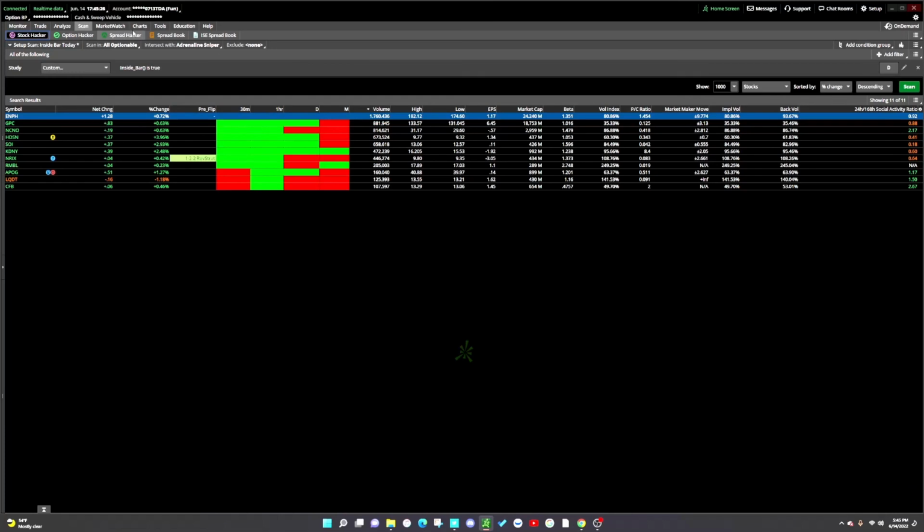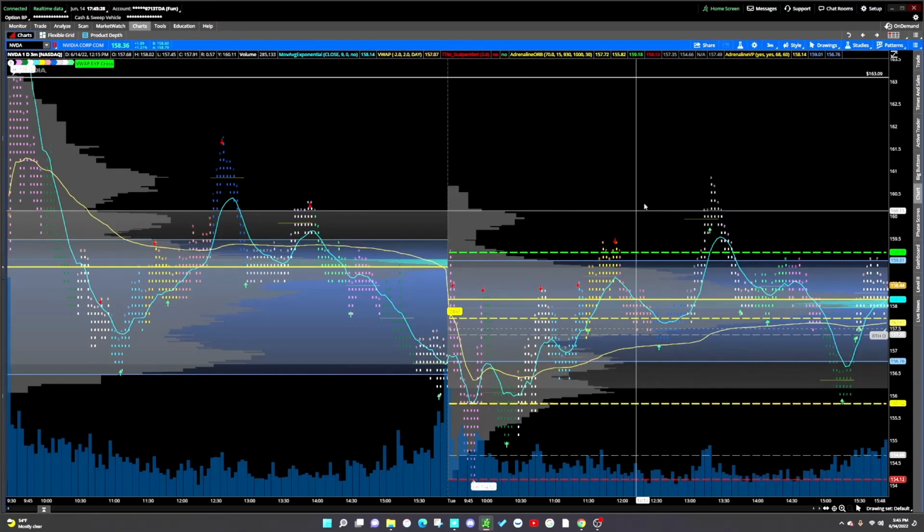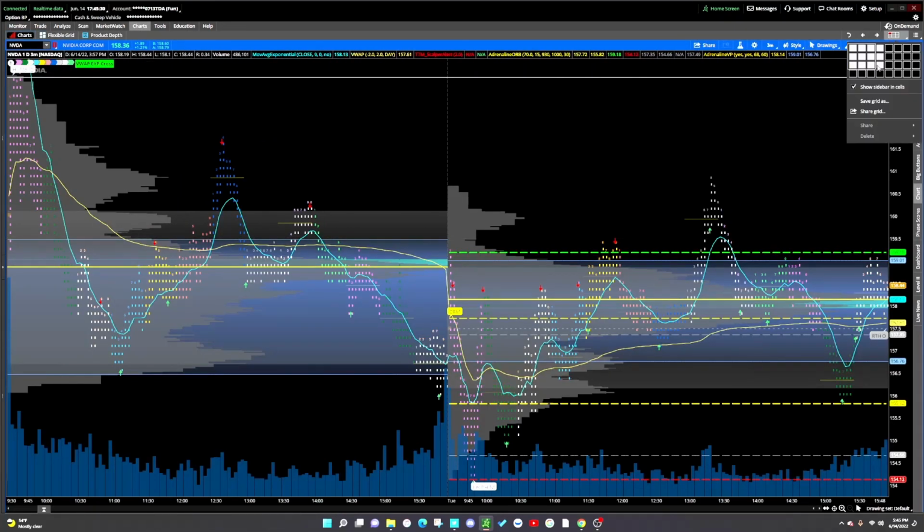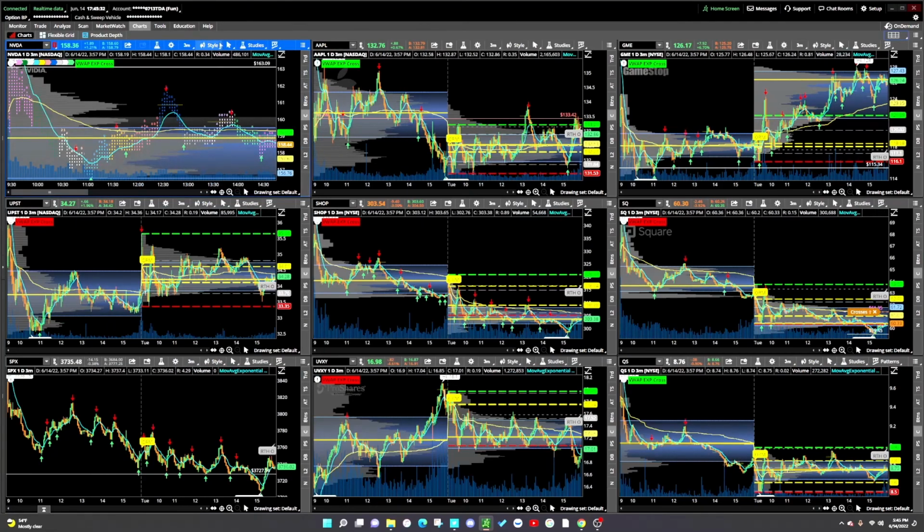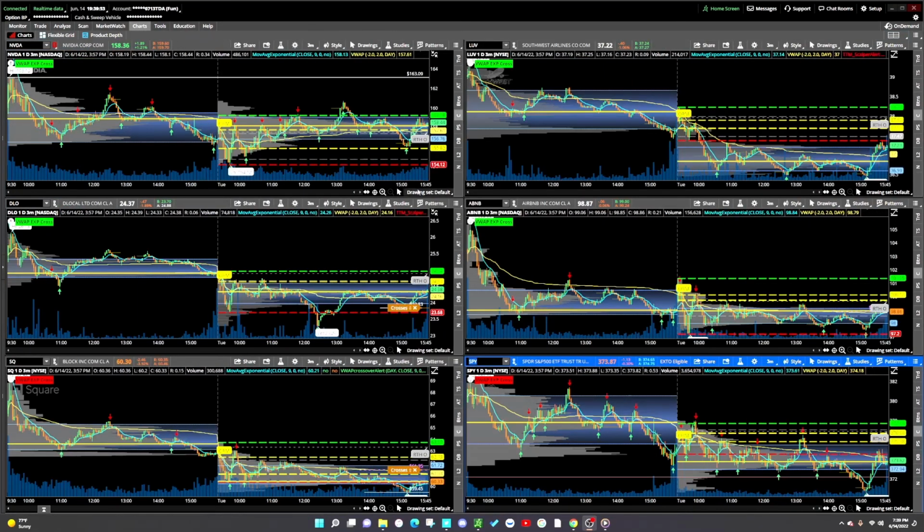Now with ThinkOrSwim, I'll go into charts and let's open this up. I gotta change this back. Throw the tickers from our watch list into our charts, and that's all we need. We're ready to roll. And that's how I use BlackBox flow service to create an actionable watch list.